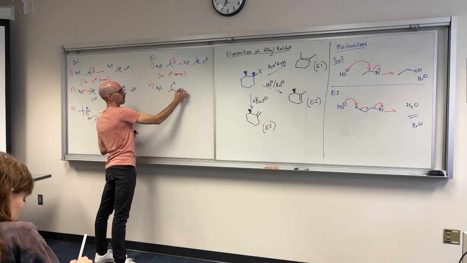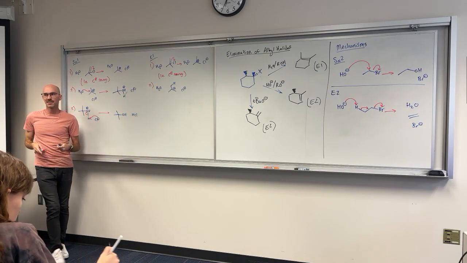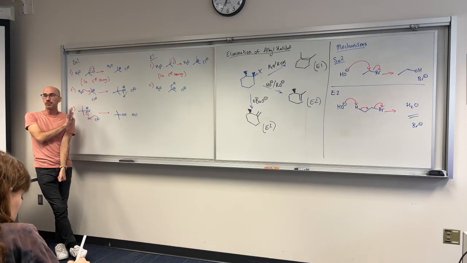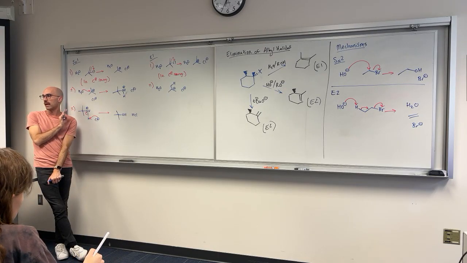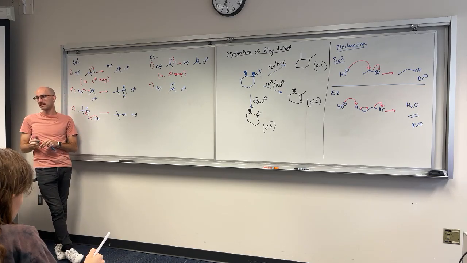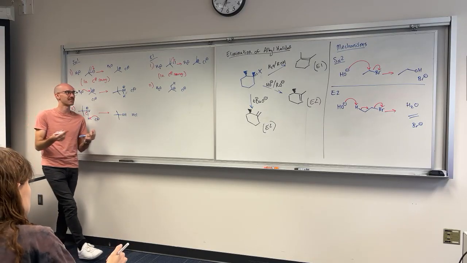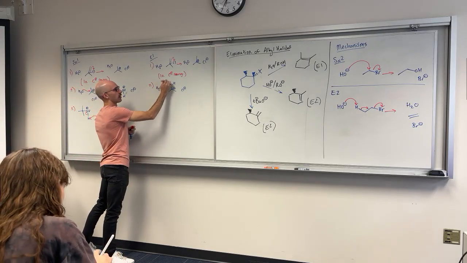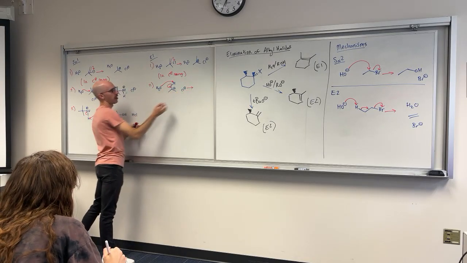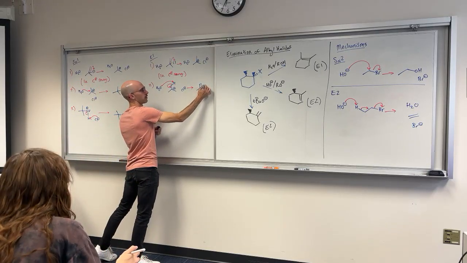Now step 2 is a bit different because I have two bases, Cl- and H2O. Technically, H2O is a better base than Cl-. I don't care which one you show, as long as it's feasible. A base takes the hydrogen, the CH bond breaks to form a carbon-carbon double bond.